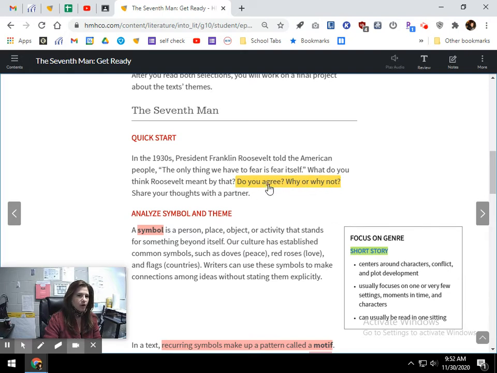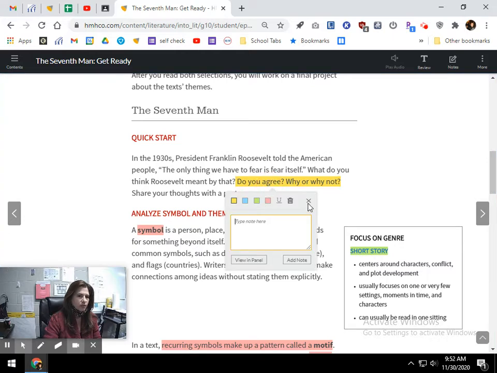It says share with a partner, but I just want you to highlight any part of that paragraph and answer the question in a note. Do you agree, and why or why not?